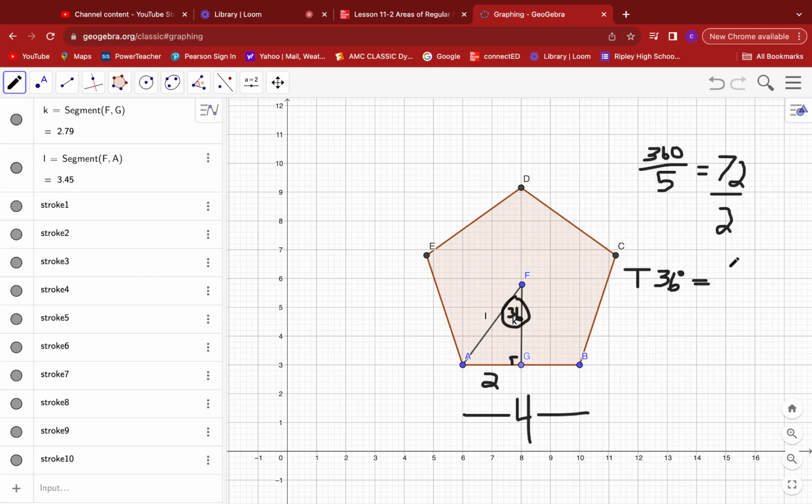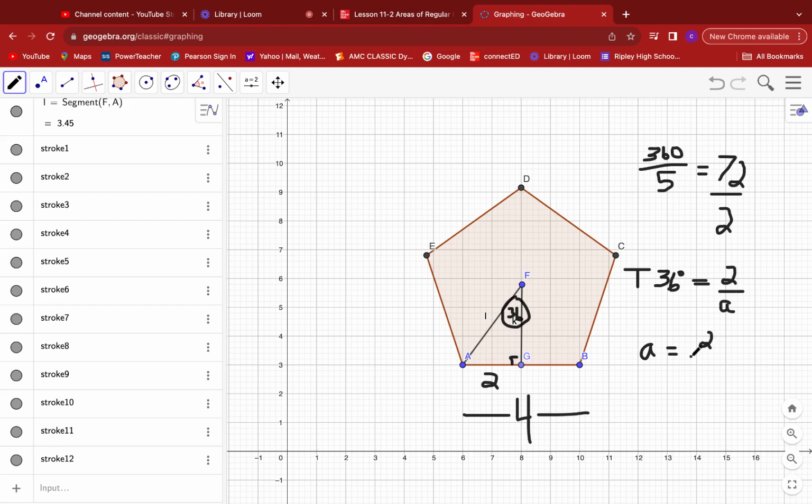Opposite goes on top, and that is my 2. The adjacent, the apothem to the 36 degrees, is my unknown. That's going to go on the bottom. Can't divide 2 by an apothem that I don't have, so I'm going to switch their places. So I'm looking to take 2 and divide by the tangent of 36. Grab your calculator. Again, make sure it's in degrees, because if it's not, your answer is going to come out wrong. And of course, we don't want that to happen. So take 2, divide by the tangent of 36, and for the apothem, I got about 2.75.